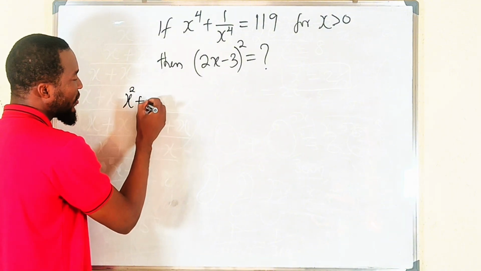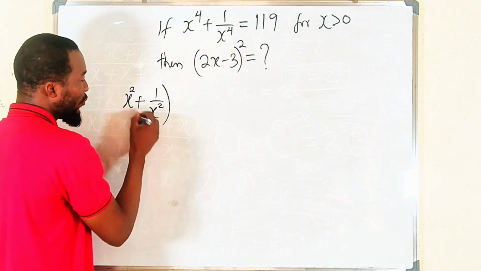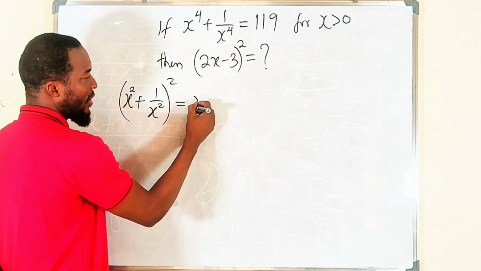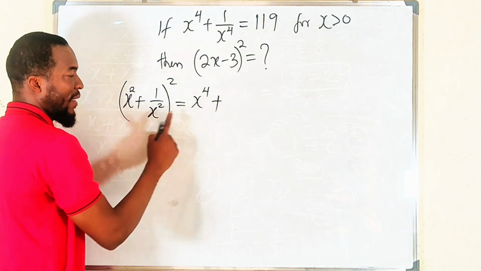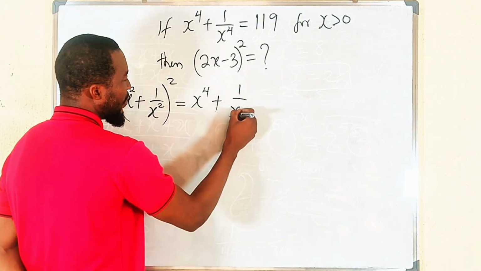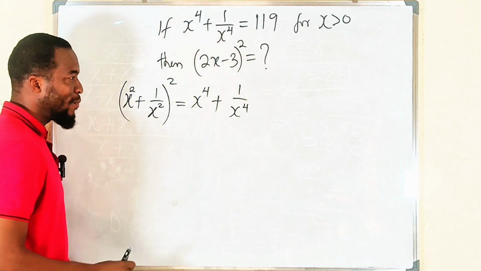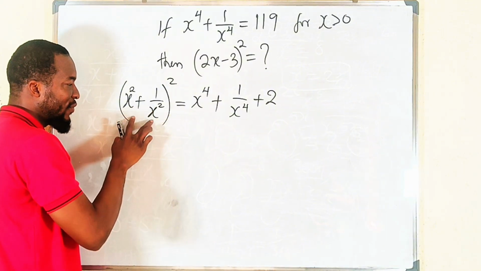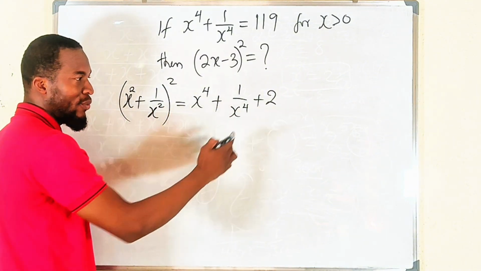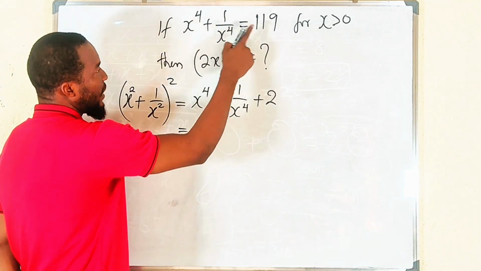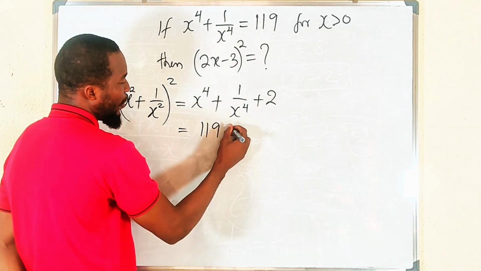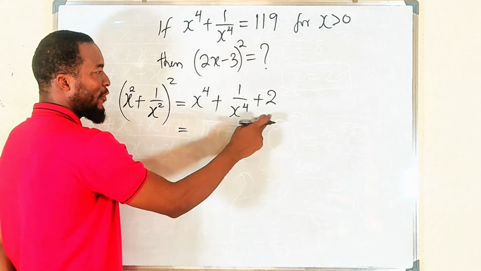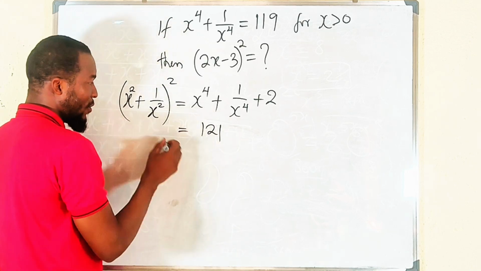(x to the power of 2 plus 1 divided by x to the power of 2), also squared. What can we get here? This is equal to the first term squared, which is x to the power of 4, plus the second term squared, which is 1 divided by x to the power of 4, which is equivalent to what we have here, plus 2 multiplied by this. But if this 2 multiplies, you get 1 times 2, which is 2. This is equal to 119 plus 2. Yeah, 119 plus 2 is 121, which is still equal to that.